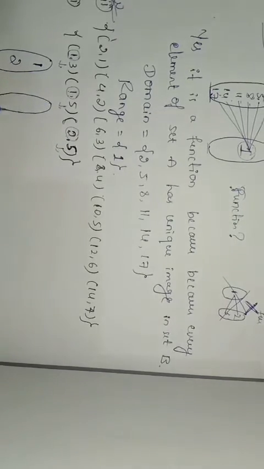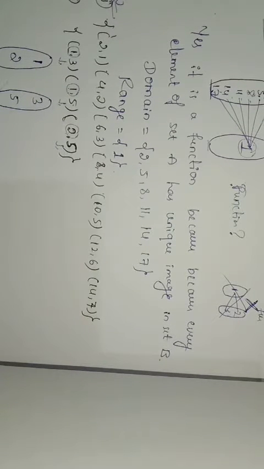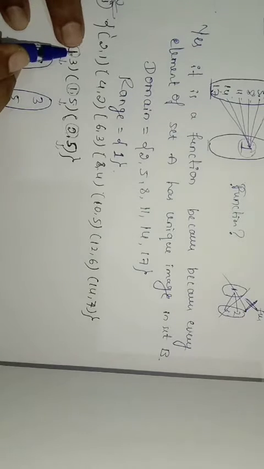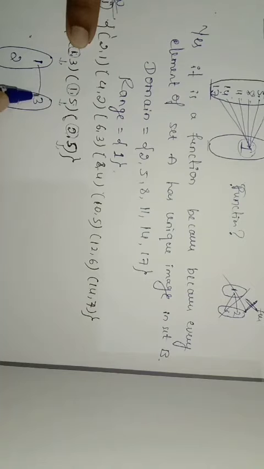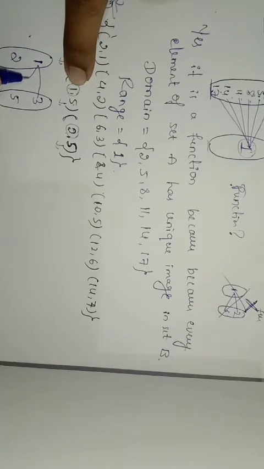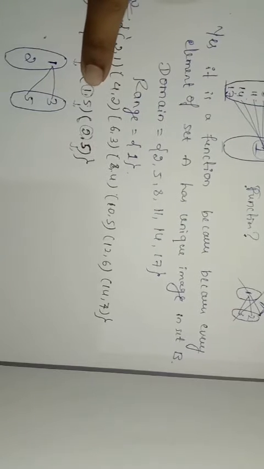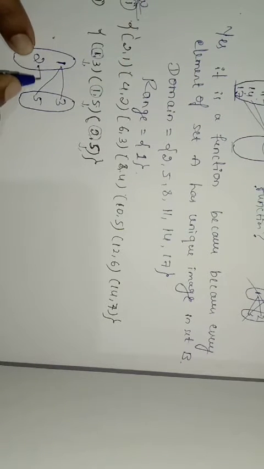So then the set B is nothing but 3, 5. Okay, 3, 5 we have. See, so what we have? 1 has an image 3, and 1 has an image 5. Okay, 1 has image 5. Okay, so then 2 has an image 5.